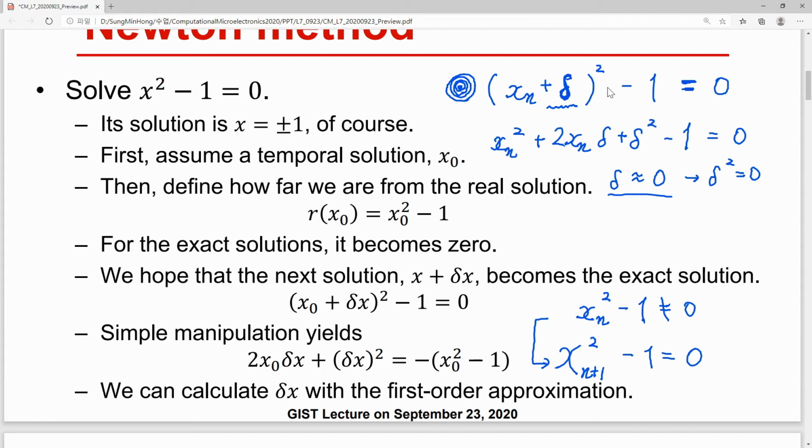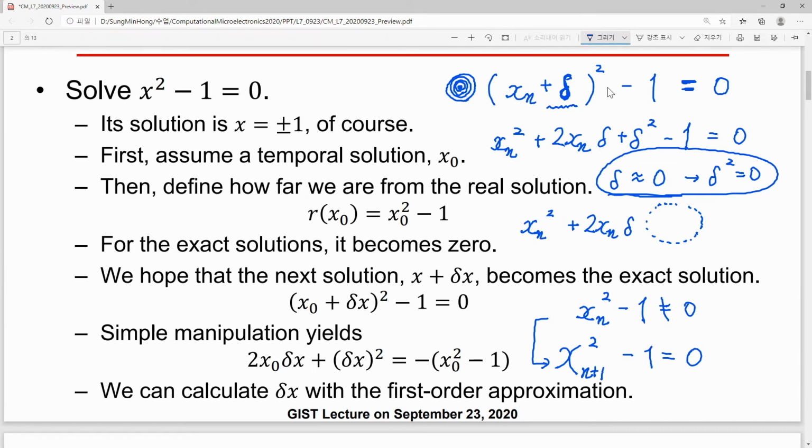So if we adopt this linear order approximation for delta, then now the equation becomes xn squared plus 2xn delta, and previously we had a term corresponding to second order for delta, but that is now gone, and it becomes minus 1 equal to 0.